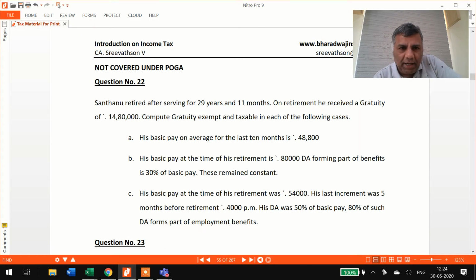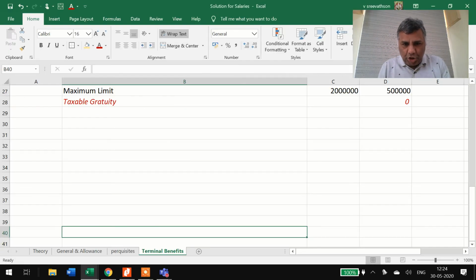Shantanu retired after serving for 29 years and 11 months. Back to your practical notebook. On retirement, he received a gratuity of 14,80,000. Compute exempt and taxable in each of the following cases. Case A. His basic pay on an average for the last 10 months is 48,800. Question number 22.